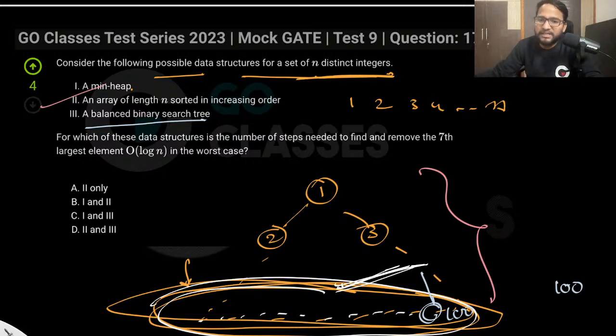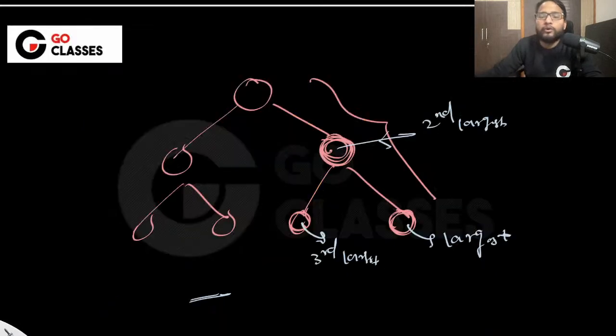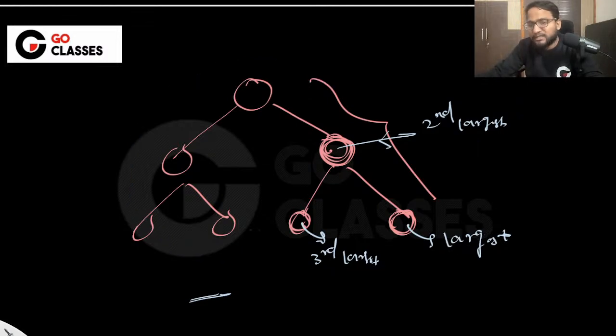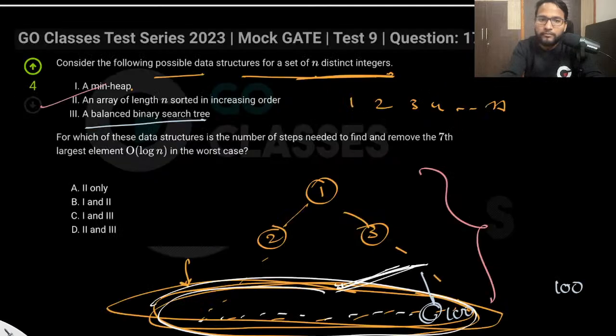If there is a balanced binary search tree, then you need to find out the seventh largest. To find the seventh largest in this balanced binary search tree, you can basically find the index of the seventh largest without traversing the whole array. So you can definitely find the index of the seventh largest, and then you know where to stop or where not to stop. That's why I think D is the correct answer.